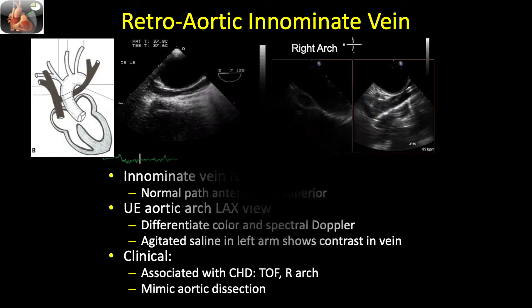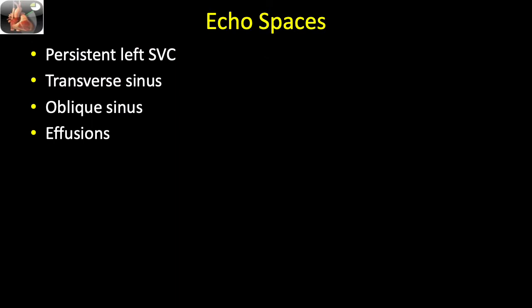The other causes of potential pitfalls are echo spaces, such as a persistent left-sided SVC, transverse sinus, oblique sinus, and both pericardial and pleural effusions, epicardial fat deposition.